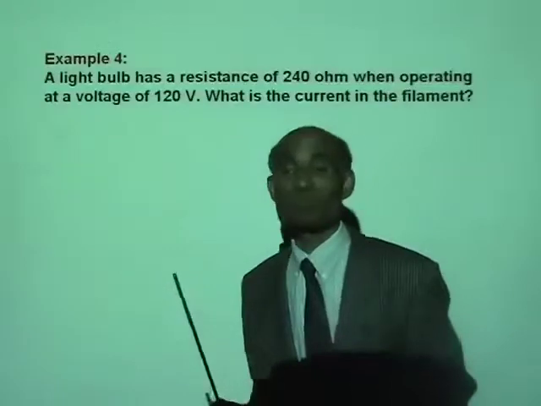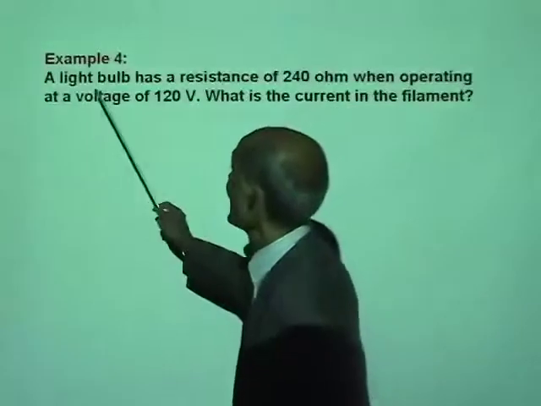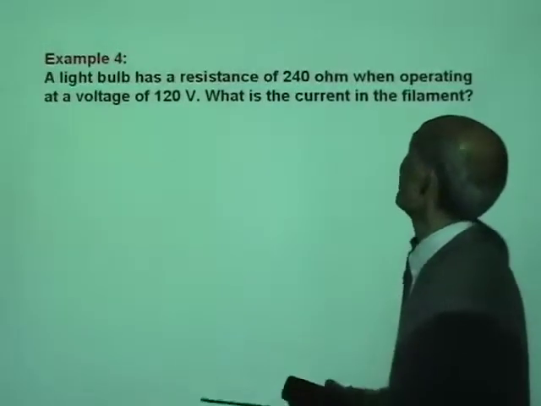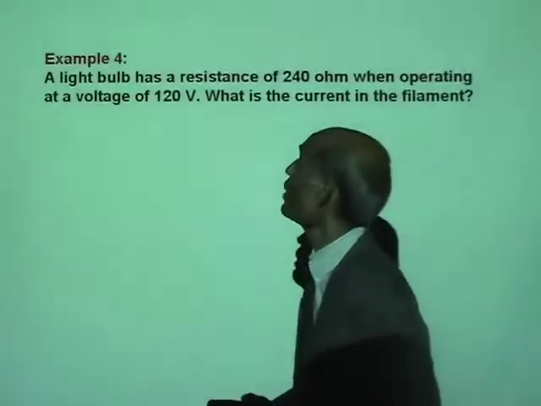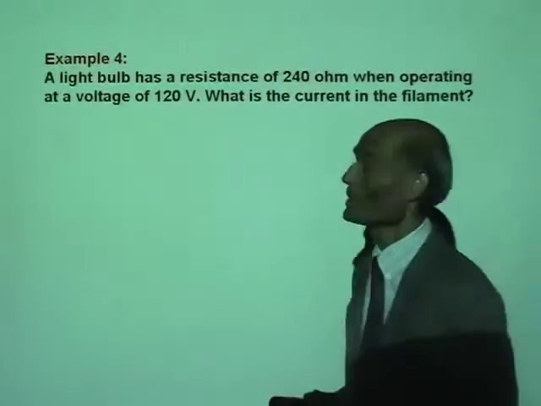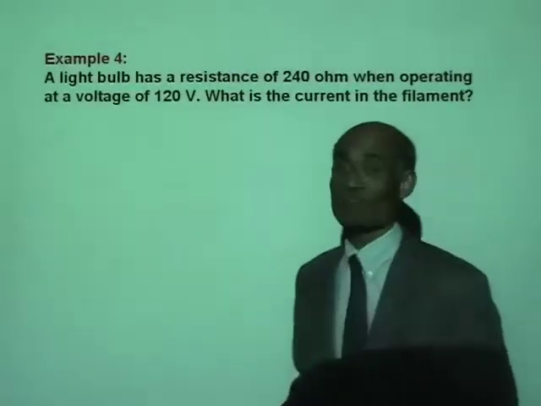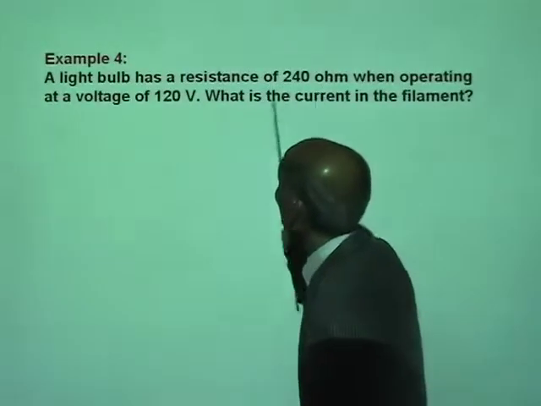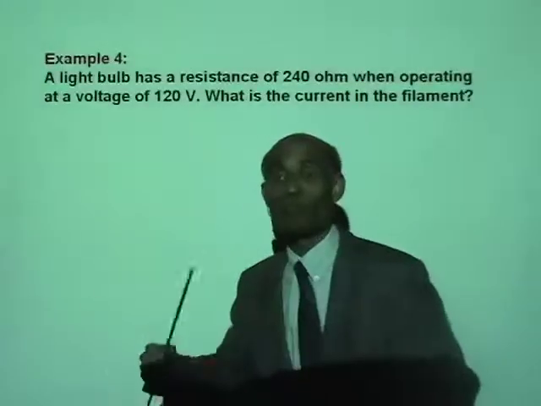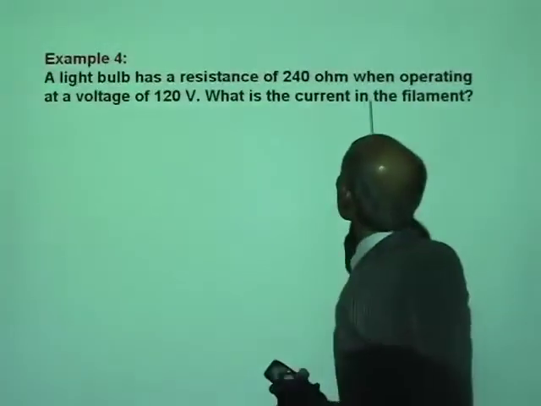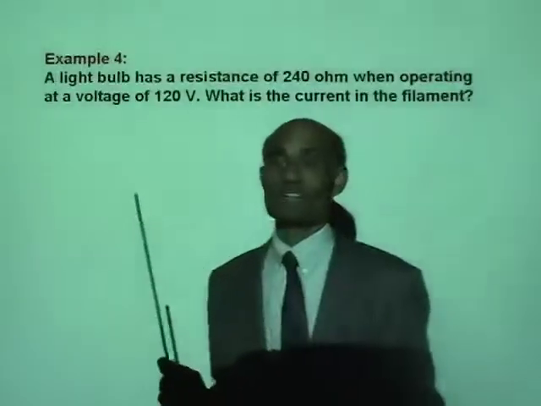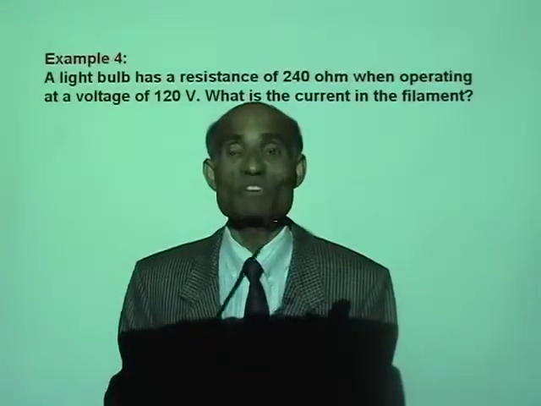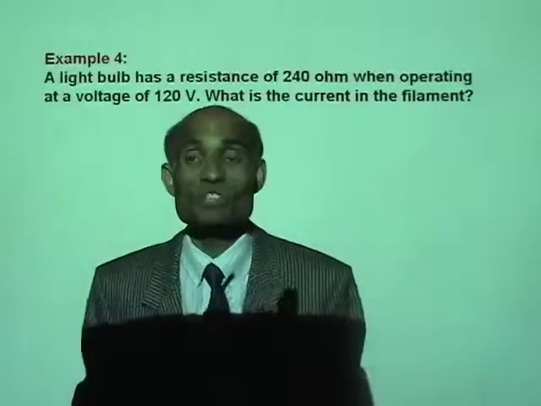A couple of examples using Ohm's law. A light bulb has a resistance of 240 ohm when operating at a voltage of 120 volt. What is the current in the filament? Now, you are given the value of the resistance, you are given the value of the voltage, you need to find the value of the current. Can you recall the relation between current, potential difference, and resistance? What is the Ohm's law equation?